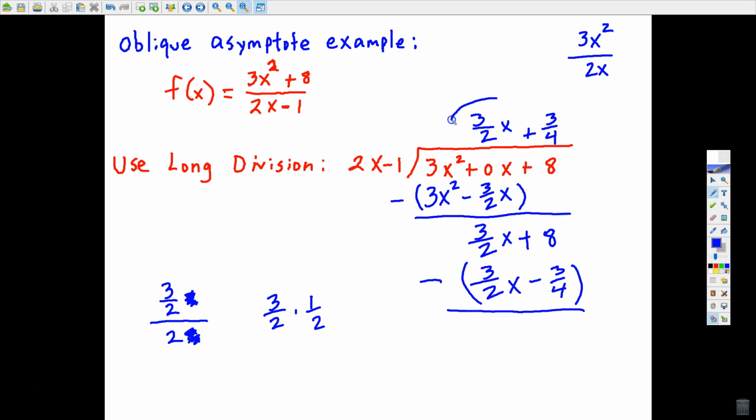All we need is this, which is a linear equation. So I want to save you some time. I don't want you to think that you have to keep working this and come up with the actual remainder. When you get to the point where you can no longer divide, in this case, I can't divide 2x into just a regular number because this doesn't have a variable any longer. So my oblique asymptote is going to be the line y equals 3/2 x plus 3/4. It's just slope-intercept.